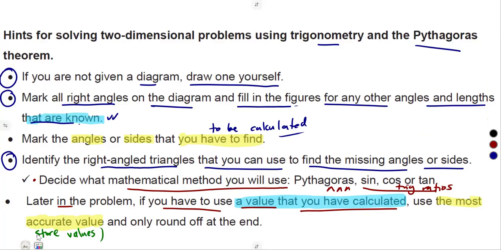Store values on your calculator. You must store them. I'm going to present how to do that. You also have to recall those values and only round off at the end.